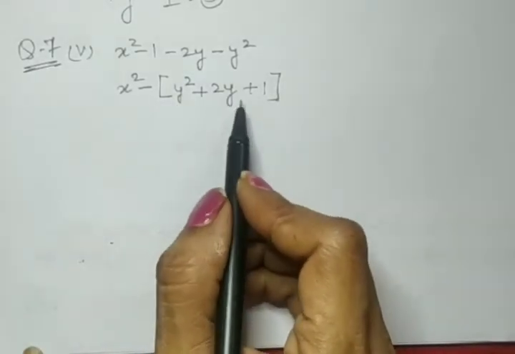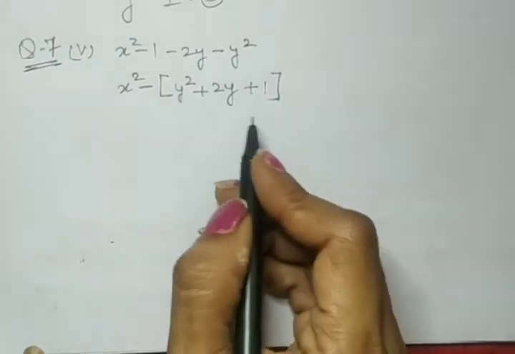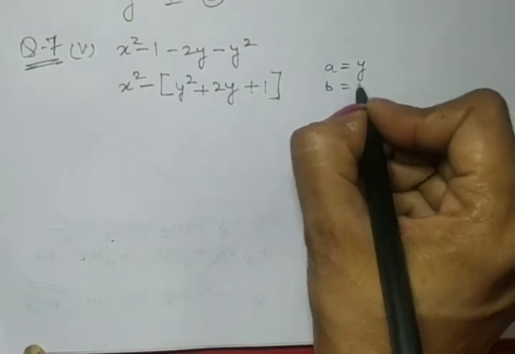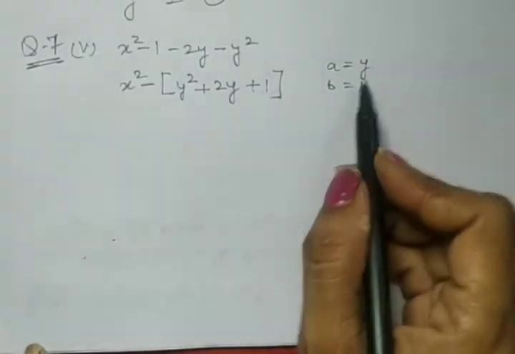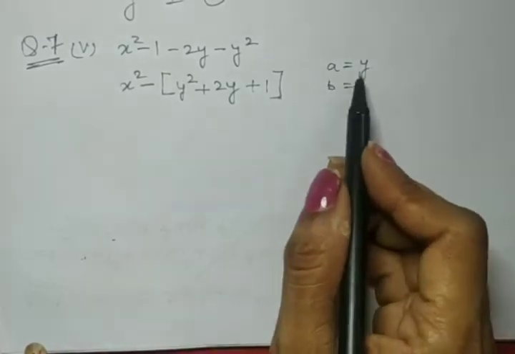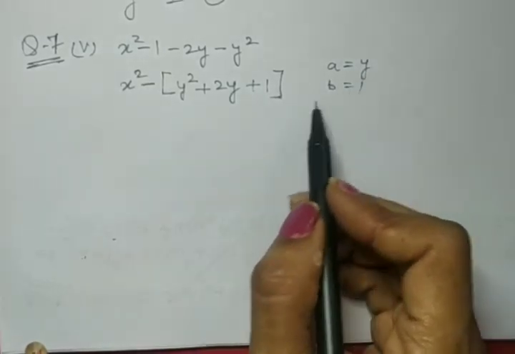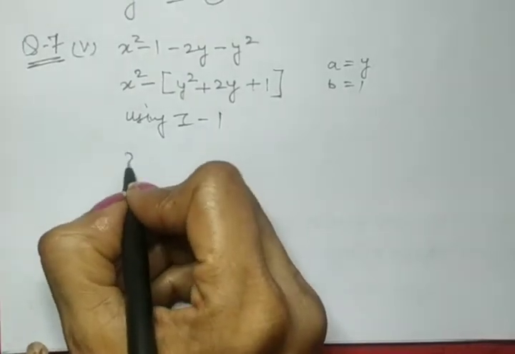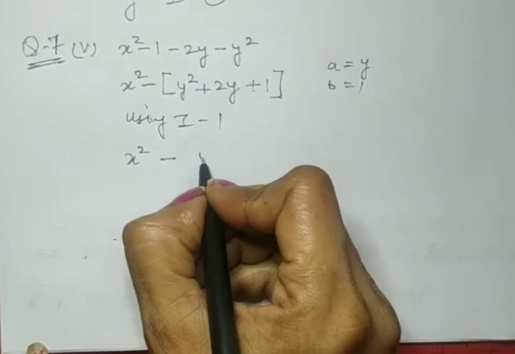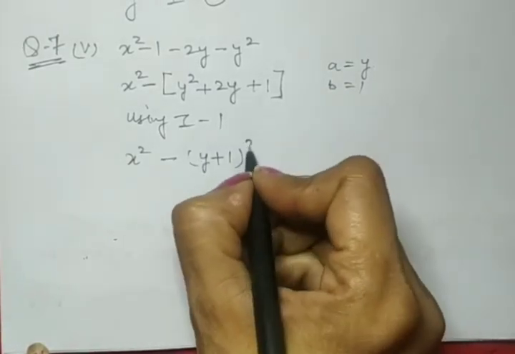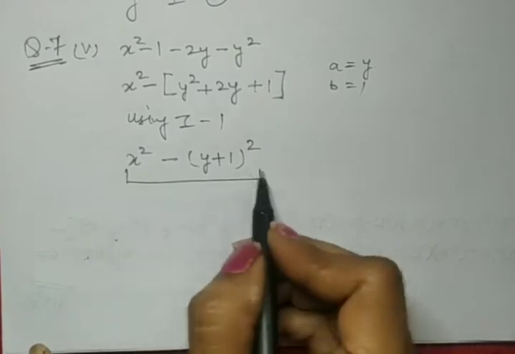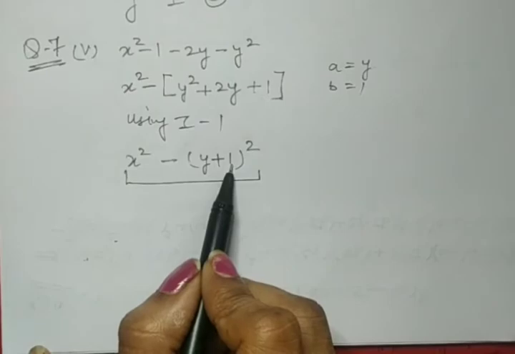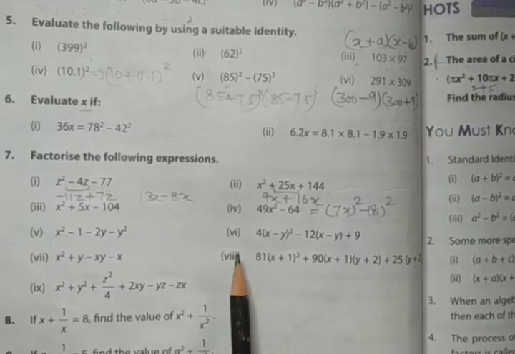Now use identity first to solve this, and that is a plus b whole square where a is equal to y and b is equal to 1. A square is y square, b square is 1, 2ab, that is 1 multiplied by y multiplied by 2, we get 2y. So using identity 1, we get x square minus y plus 1 whole square. Now for this expression we can use identity third, that is a square minus b square. Now you can do the rest yourself. Part 6.